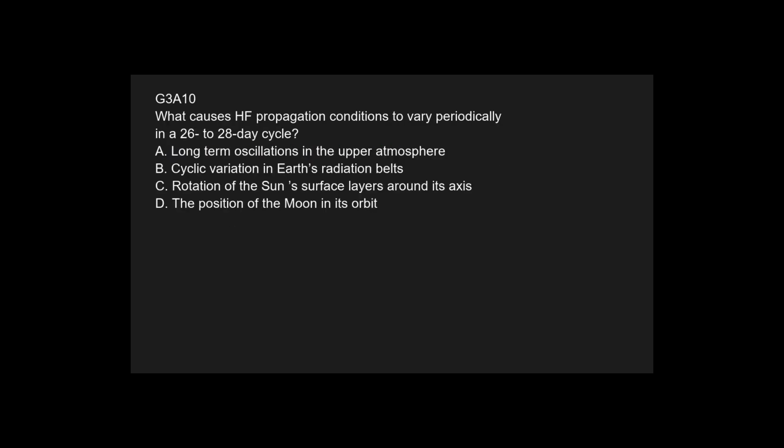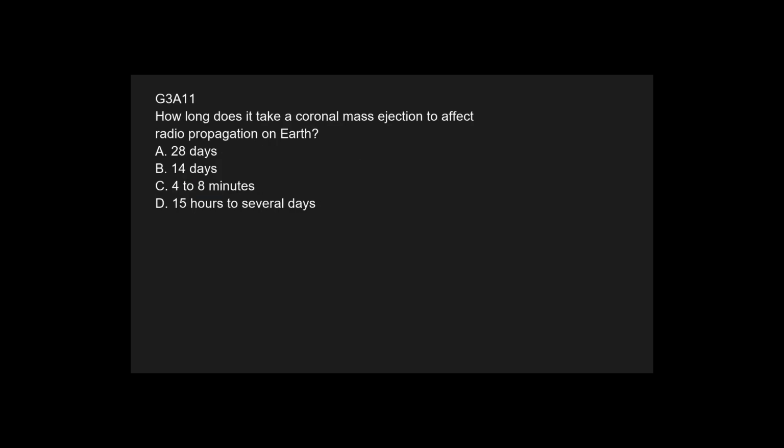Question: what causes HF propagation conditions to vary periodically in a 26 to 28-day cycle? The correct answer is C. Rotation of the Sun's surface layers around its axis. Question: how long does it take a coronal mass ejection to affect radio propagation on Earth? The correct answer is D. 15 hours to several days.